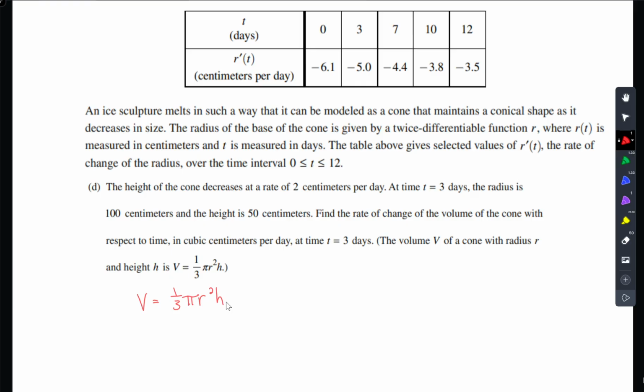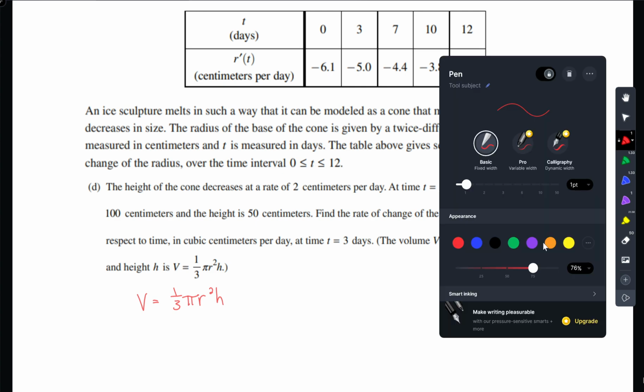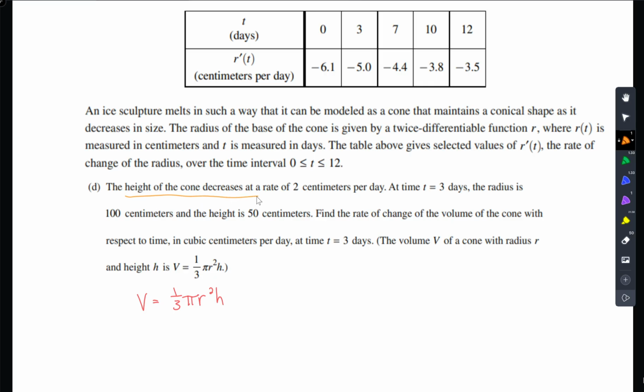So here's the deal, though. If you look at all the rates you're given, you're given that the height of the cone decreases. So you're given dH/dt equals negative 2 centimeters per day. Decreases, so negative. Good job. They'll try to mess with you with that. And if it's a multiple choice, of course, the positive option will be an answer. So at time t equals 3 days, the radius is 100, height is 50. That's not changing stuff.